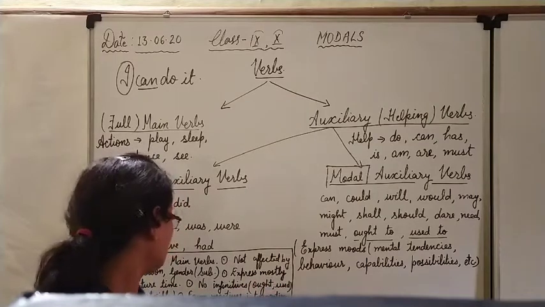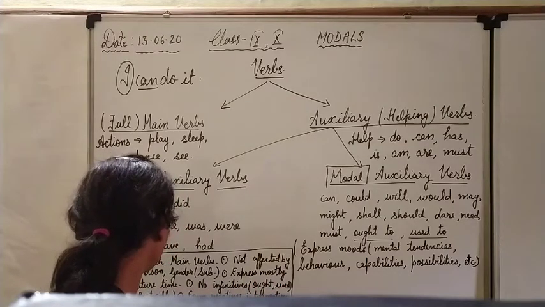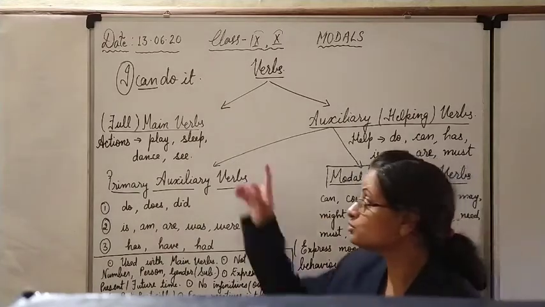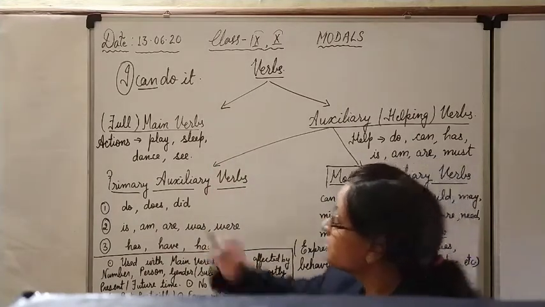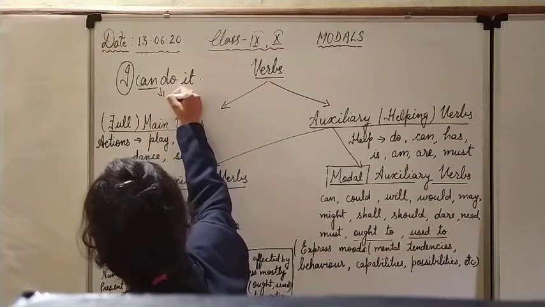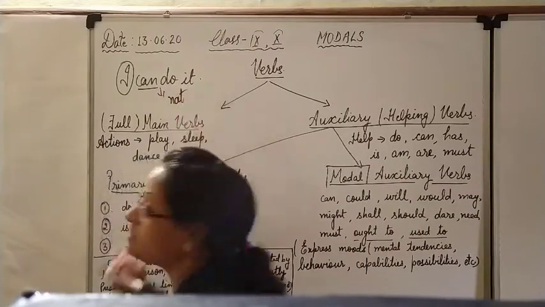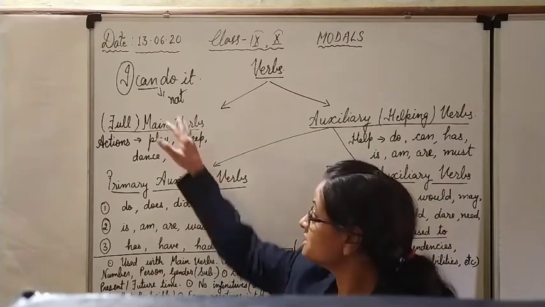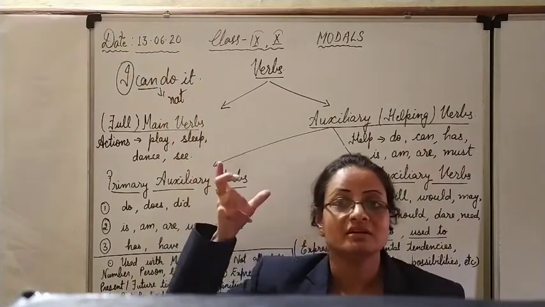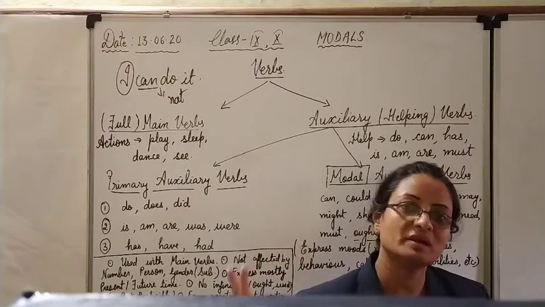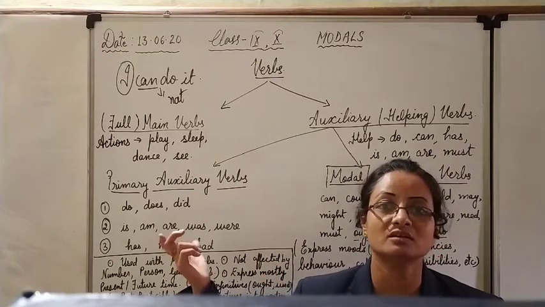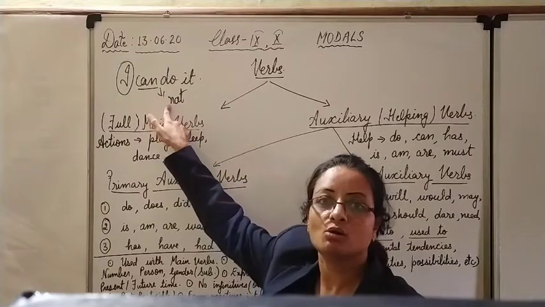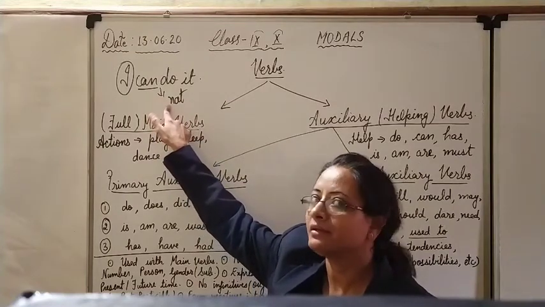Then the next point is forms. They form negatives and interrogatives. They are used to form negatives: if after this modal you place a "not", we have already seen this while learning the direct and indirect or tense chapters very nicely. To make a sentence negative, what do we have to do? We have to place the word "not" between the helping verb and the main verb. So after the modals, if you add "not", the sentence will become negative.